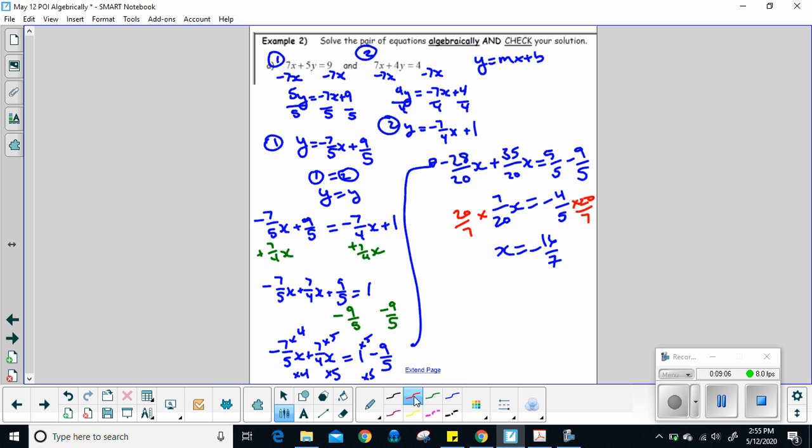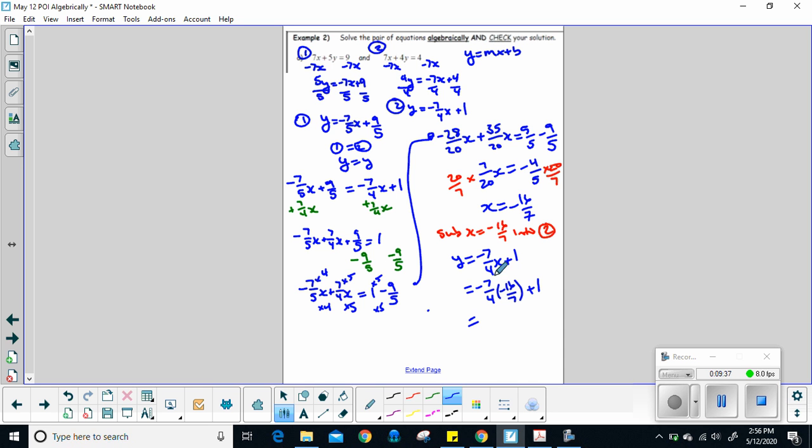Okay. Now I'm going to sub x equals negative 16 over 7 into which equation? Doesn't matter, it really doesn't. Let's just sub it into equation 2. So equation 2 looked like, I'm going to use the rearranged version, y equals negative 7 over 4 x plus 1. x we just discovered is negative 16 over 7, plus 1. Oh, look, lots of things cancel. That's exciting. 7 and 7 cancel.